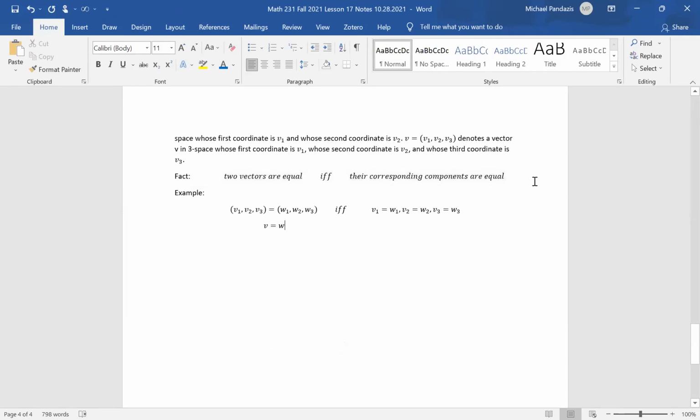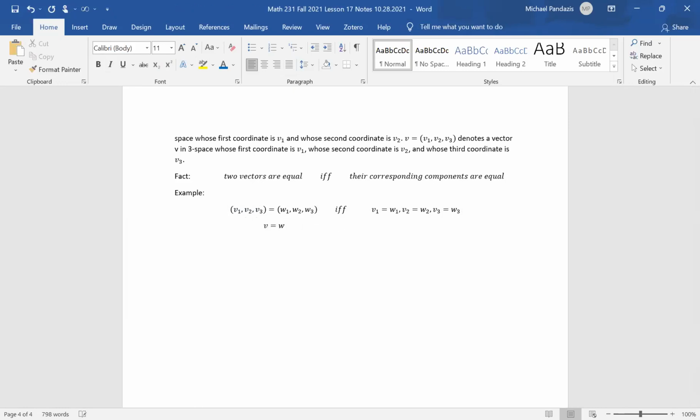So that's an example of saying 2 vectors are equal if and only if their corresponding components are equal. These are vectors in 3 space. And so 2 vectors in 3 space, V and W, are equal if and only if their corresponding components are equal: V1 equals W1 and V2 equals W2 and V3 equals W3. If any one pair of corresponding components are not the same, then the entire vectors are not equal.